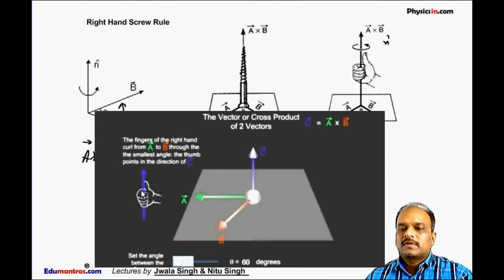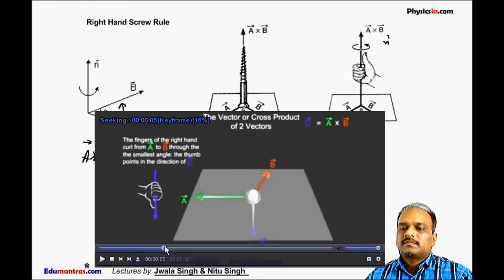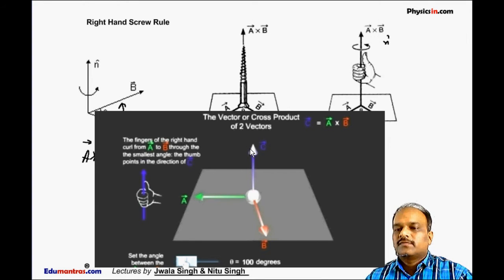See the rotation of the finger in this figure. I will rotate this A towards B. So here is A cross B. Then the thumb will go downward, and that is the direction of n cap. Here A cross B means we have to rotate A in this direction. In that situation, the thumb will point upward, and this is the direction of n cap.